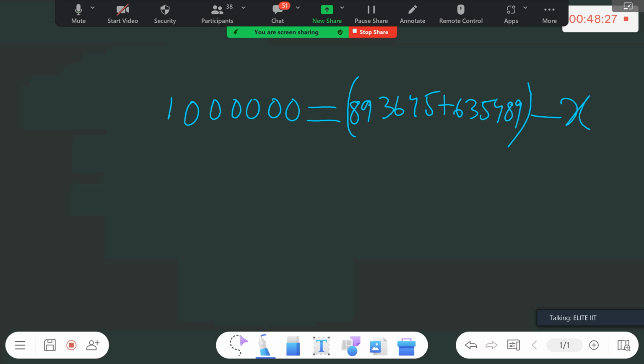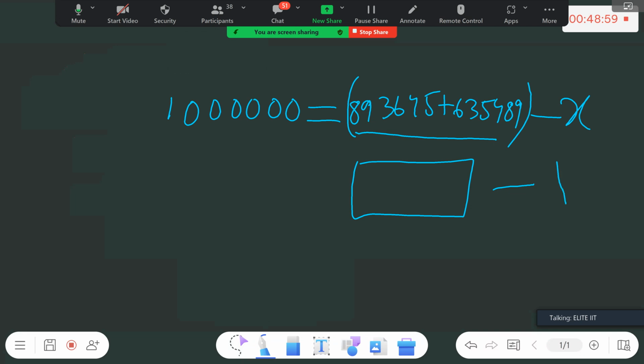Who asked this doubt? So first do this addition, you can do normal addition. Where's the pen and paper? You're asking a doubt and you don't have your copy out. So you can do this addition at home and you'll get some result.